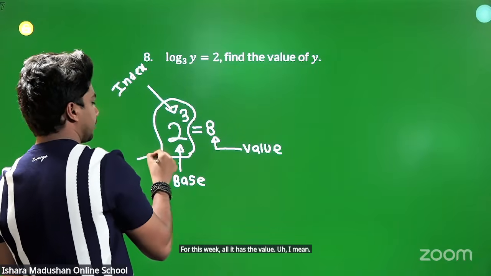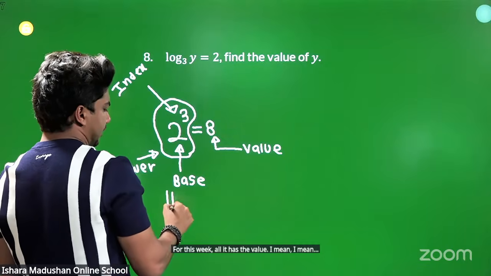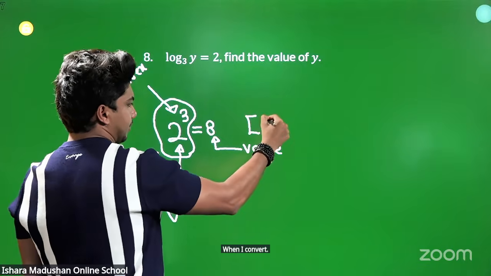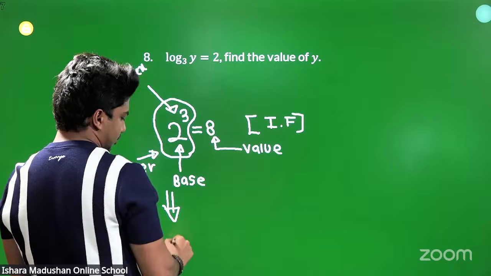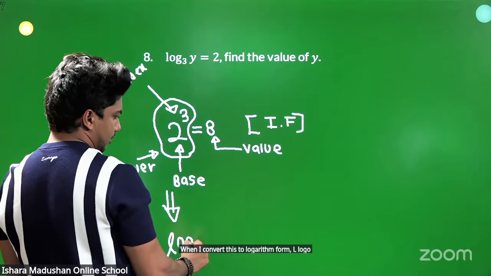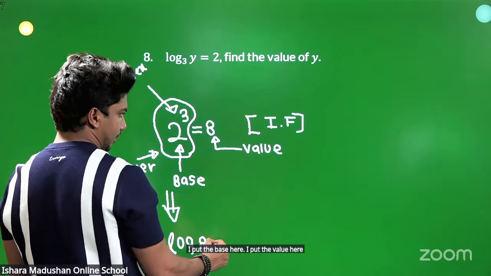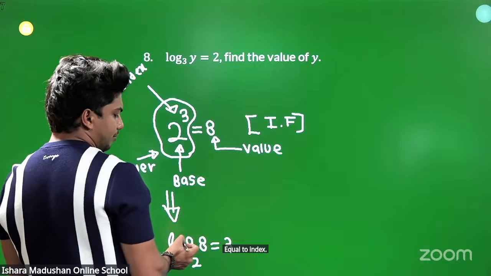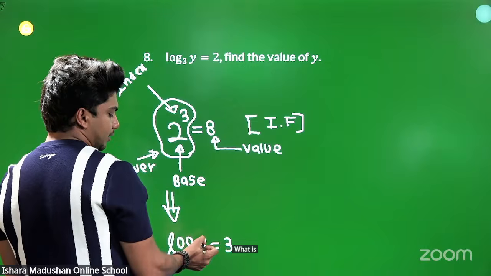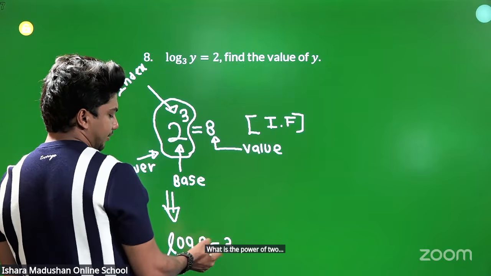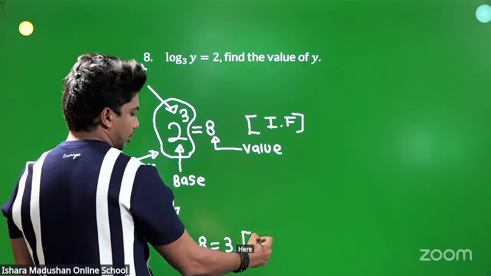This we call power. This is the index form, son. When I convert this to logarithm form, log, I put the base here. I put the value here, equal to index. Logarithm of 8 to the base 2 is 3. That means, what is the power of 2 that gives 8? 2 to the power 3 is 8. Here it is logarithm form.